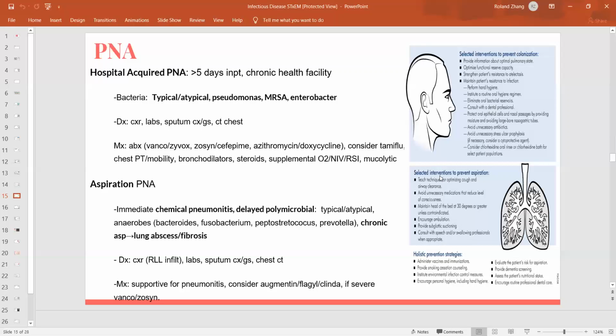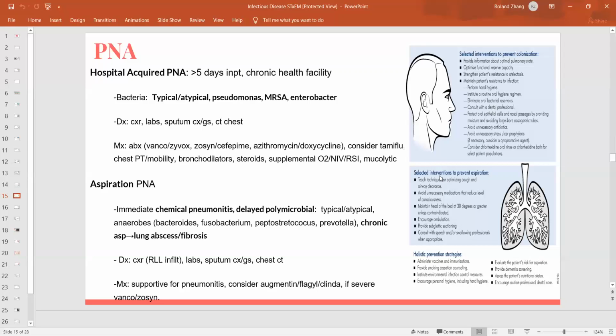The only thing that hasn't changed is that if a patient is chronically vented, like if they have a trach, then yeah, you absolutely have to cover them for Pseudomonas and MRSA. Or if they have a previous history of Pseudomonas or MRSA pneumonia, then you should really cover them until you get their sputum culture and de-escalate the antibiotics.